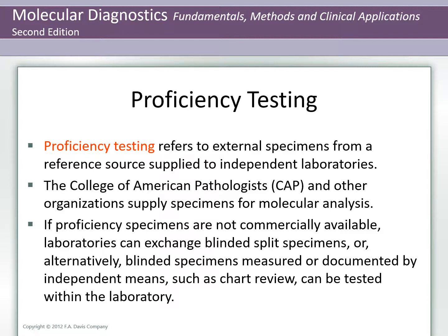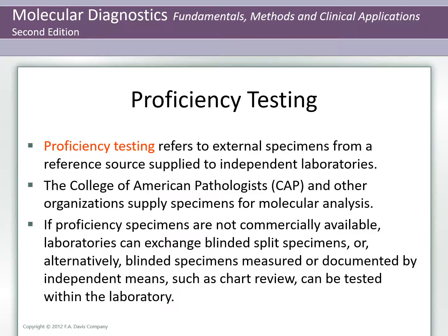The College of American Pathologists, or CAP, which is our laboratory accrediting agency, and other organizations supply specimens for molecular analysis for proficiency testing. They supply samples such as those for molecular genetics, molecular oncology, and molecular microbiology testing. Although a number of analytes are not available, especially for those tests that are offered in small numbers of laboratories. So if proficiency specimens are not commercially available, laboratories must establish another proficiency testing procedure. One way that this can be done is by exchanging split specimens between two or more laboratories. Alternatively, specimens measured or documented by independent means, such as chart review, can be tested within a single laboratory.